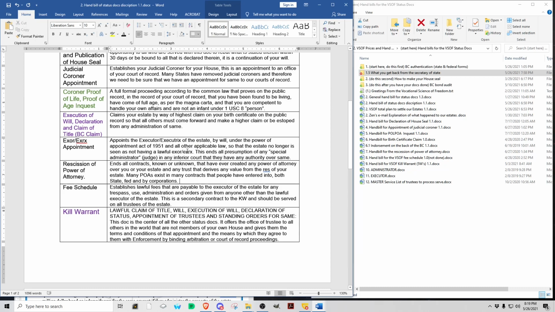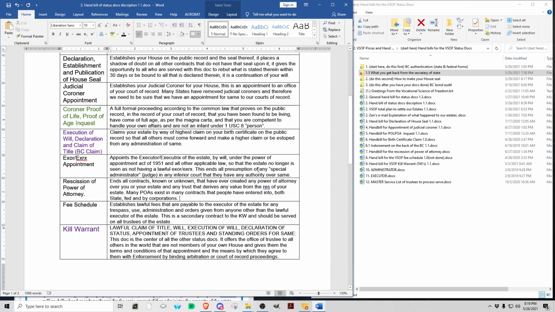And you'll see these throughout the status doc sets if you've already got yours done or you're going to get them. They'll be in there. And every single place where you sign on all of the documents, you're signing as the executor or the executrix of the estate. So what this does is it ends all presumptions of any special administration or special administrator, which are the judges, in any inferior court that they have any authority over same, meaning that they have any authority over the administration of your estate.